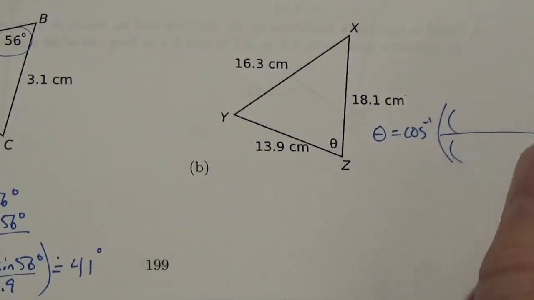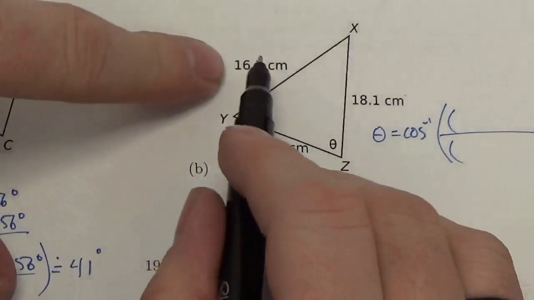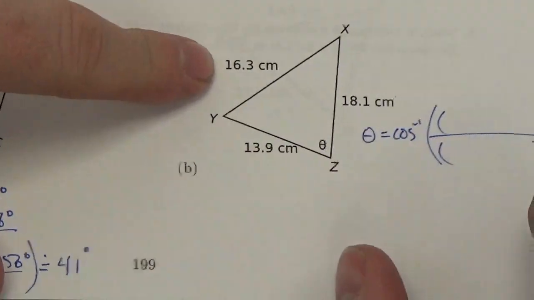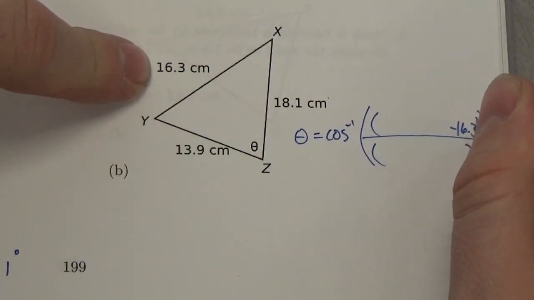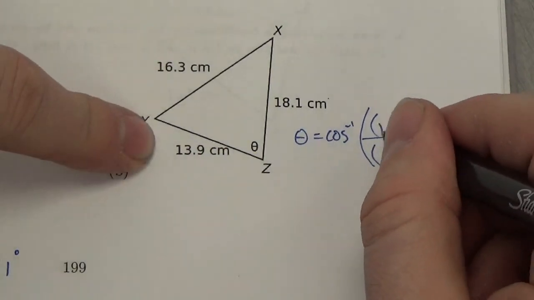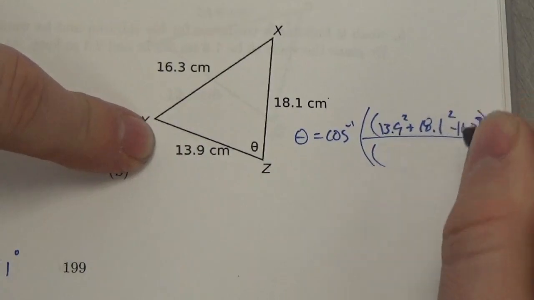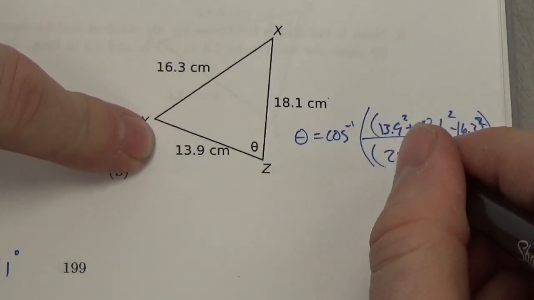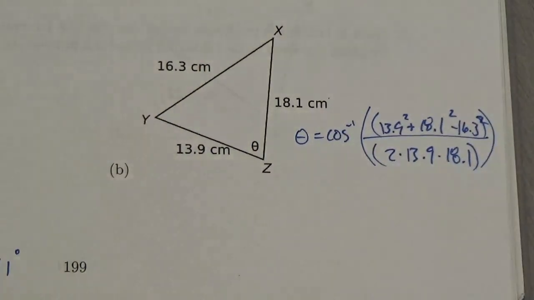and I hope I've got enough room here. If I'm looking for theta here, I'm going to be subtracting this side squared in the numerator. So I'm going to be subtracting 16.3 squared, but I'm going to have 13.9 squared plus 18.1 squared. And then down here, this will be 2 times 13.9 times 18.1.